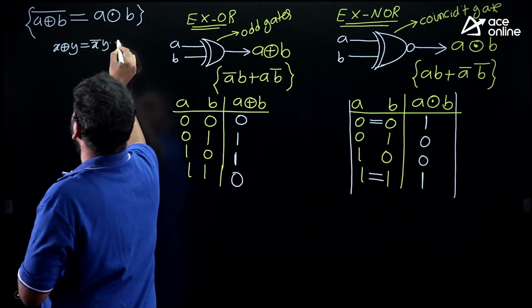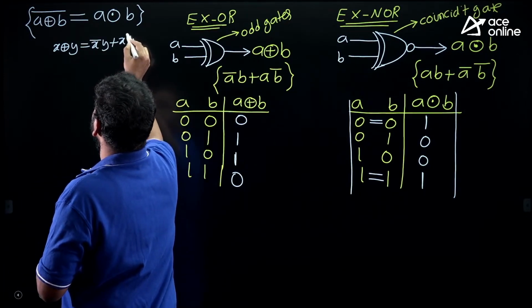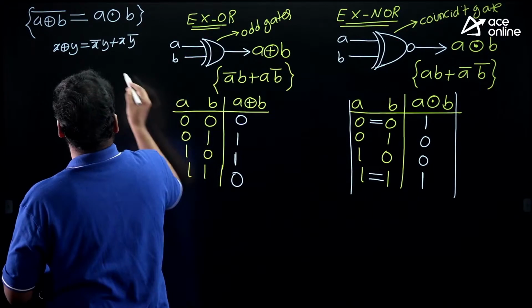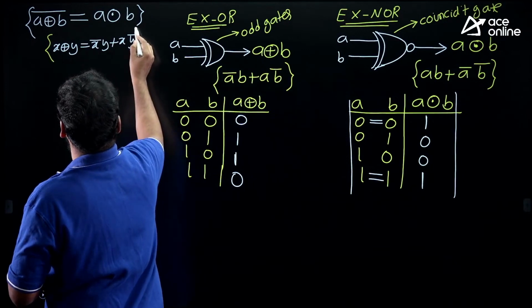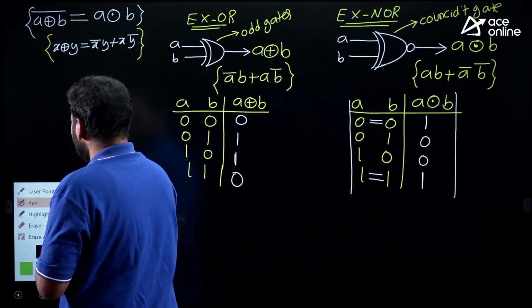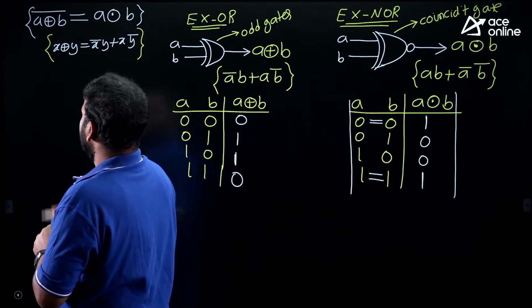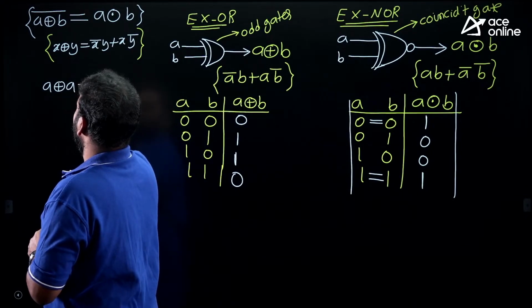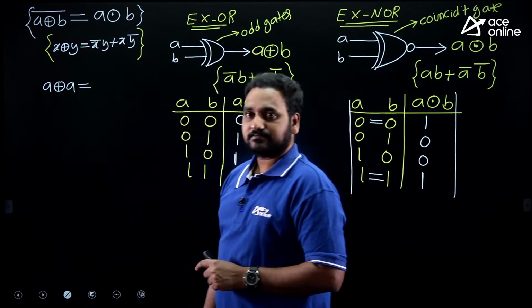X bar Y plus X Y bar. Sir, we know that and it is there on board. Again, why did you write it? Yes, I will let you know. You take A XOR A. Now this expression can help you.